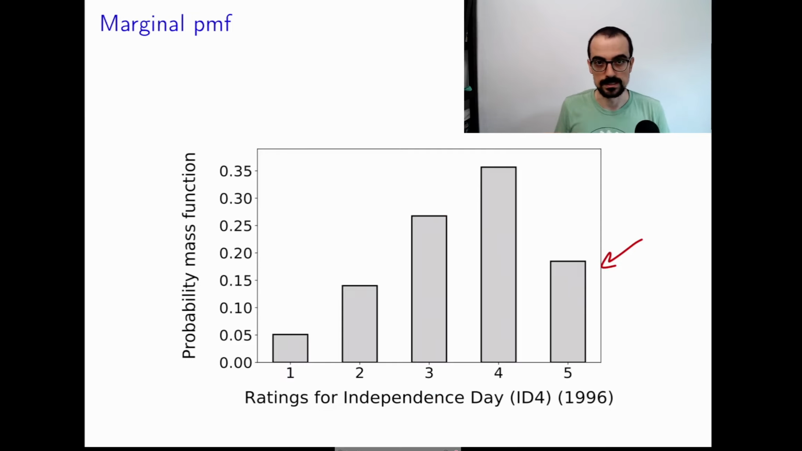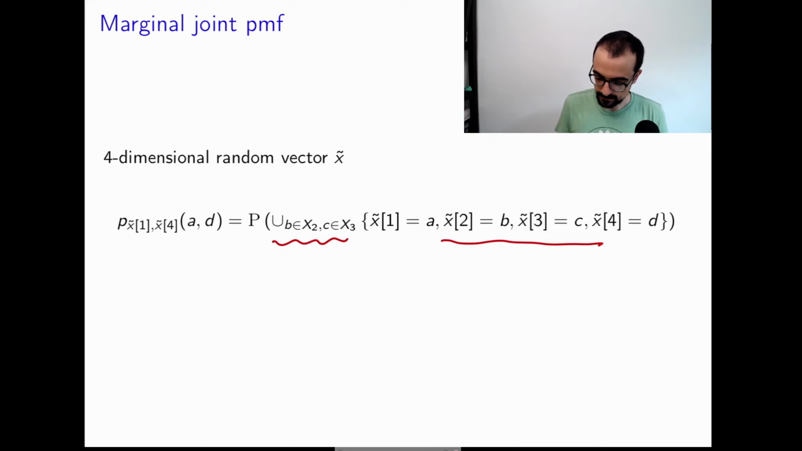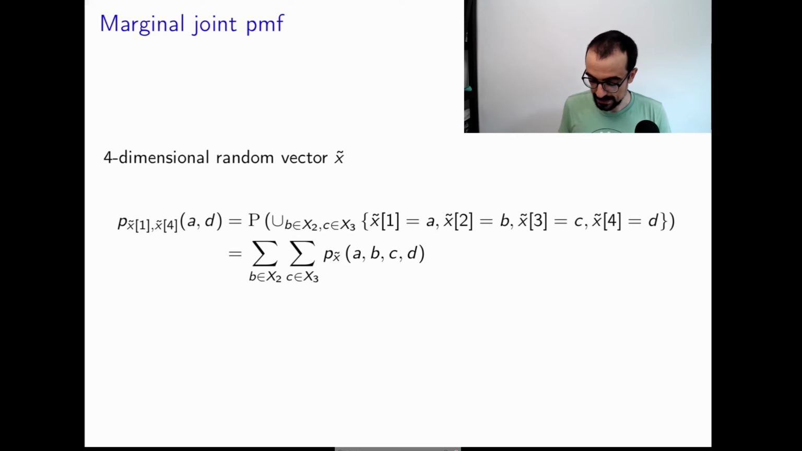What do you do? Well, you have to consider the union of all events for which this happens, and that's going to include the other two random variables, but you're going to take the union over all their possible values so that what you want to happen happens. In this case, that the first entry is A and the fourth entry is D. So you're going to add the joint PMF over all those possibilities. You're going to add the joint PMF over all the possible values of B and C here. So it's exactly the same idea.